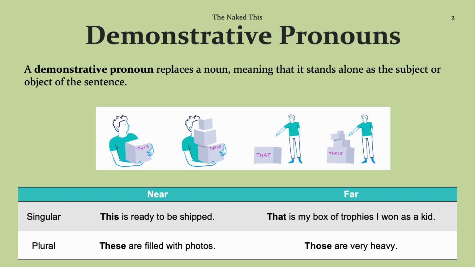When pointing to far boxes, that and those are used. That is my box of trophies I won as a kid. Those are very heavy.